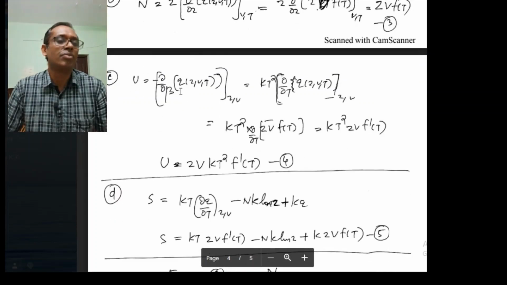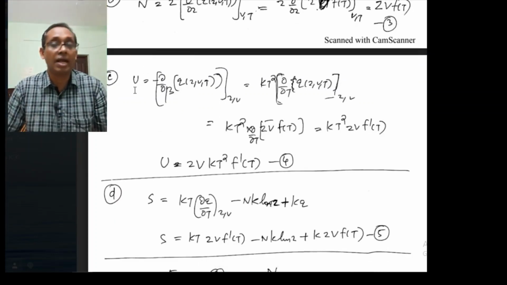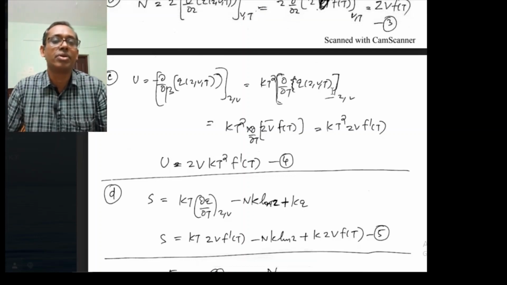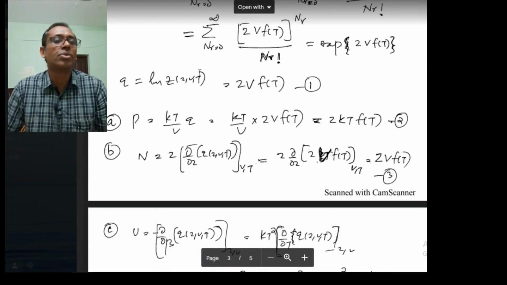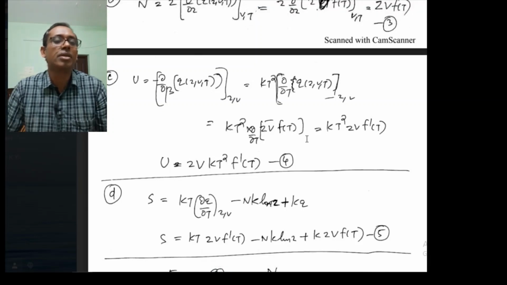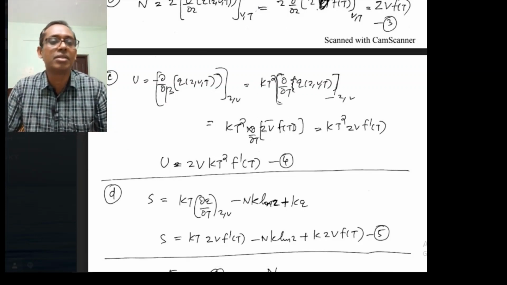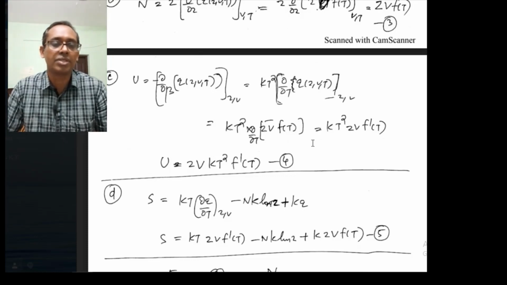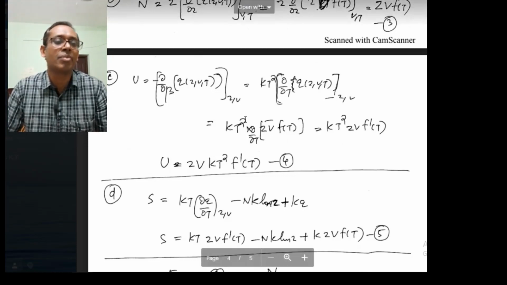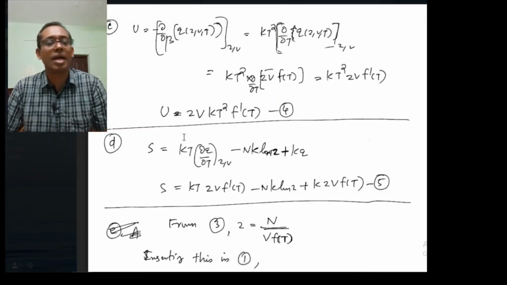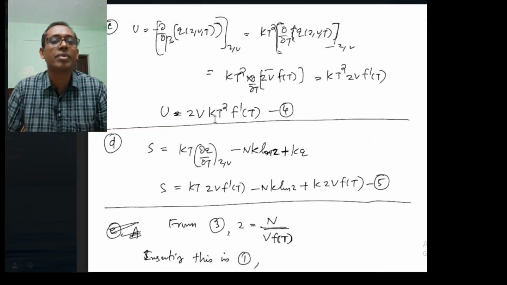Now we move on to the determination of the average energy, which is ∂/∂β of Q, the log of the grand partition function, which is kT² ∂/∂T of this. So for Q, I am again giving zVf(t). As I partially differentiate this, I will get kT² zV f'(t), since I am differentiating with respect to temperature. So the average energy is zV kT² f'(t).